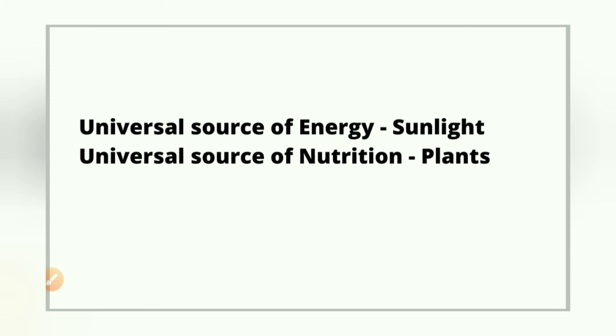Now on the other hand, plants cannot produce food on their own. They need sunlight to produce food. So in the presence of sunlight, plants produce food, and these plants are eaten by us humans or any other animals, directly or indirectly. If you are eating a banana, you are eating the plant directly. If you are eating chicken, you are eating the plant indirectly. And plants are also producing oxygen. We need oxygen to survive. So therefore, the universal source of energy is sunlight, and the universal source of nutrition is plants.